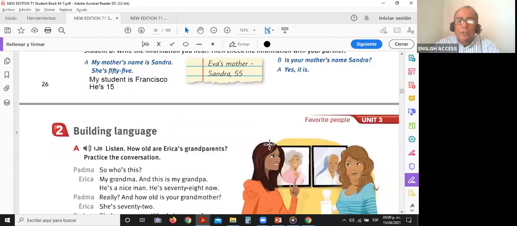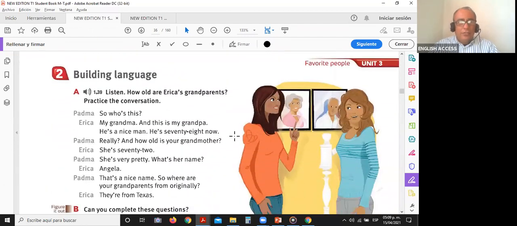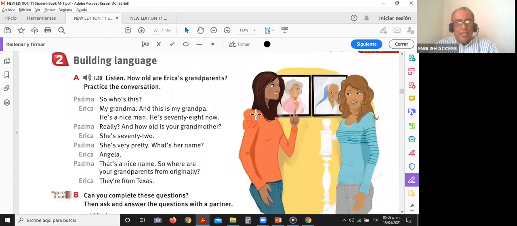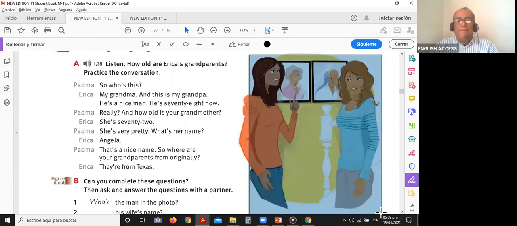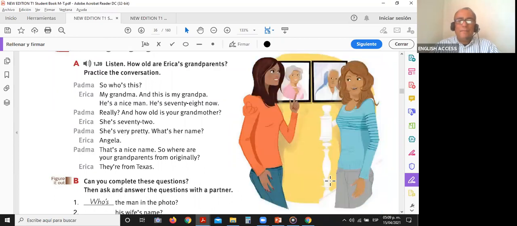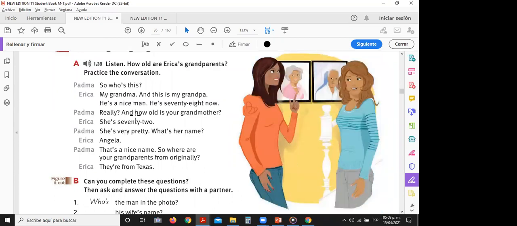Okay, let's go ahead. In part 2, it says build the language. Here we have two people. They are having a conversation. They are talkative. Where do you think they are? ¿Dónde creen que están? Where do you think they are? Maybe in the living room.